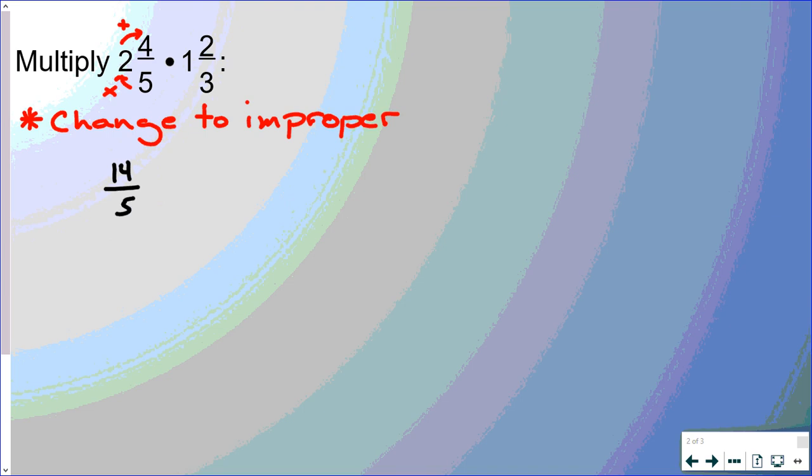And then we're going to do the same thing for this fraction. So I'm going to multiply 3 times 1, and then add 2.